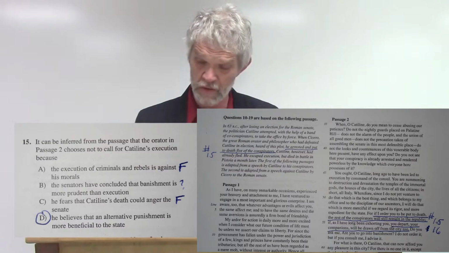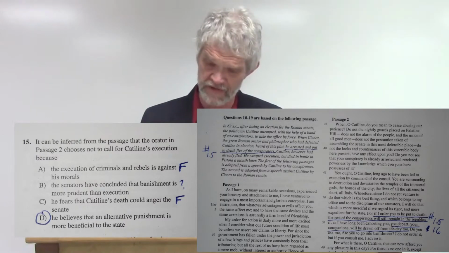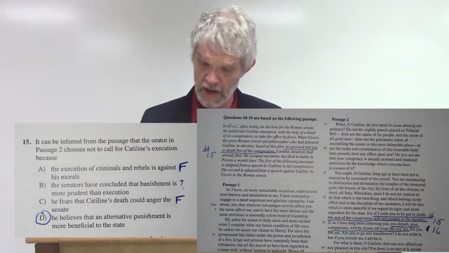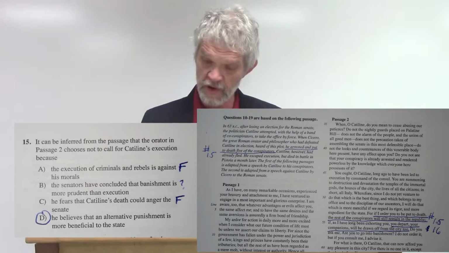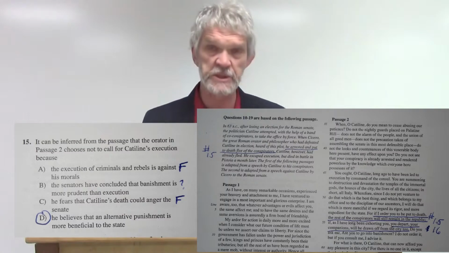But C, we don't know. He fears Catiline's death could anger the Senate. We have no evidence of that. But D works really well. He believes that an alternative punishment would be more beneficial to the state.